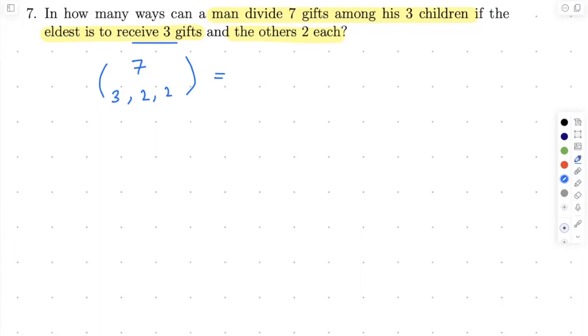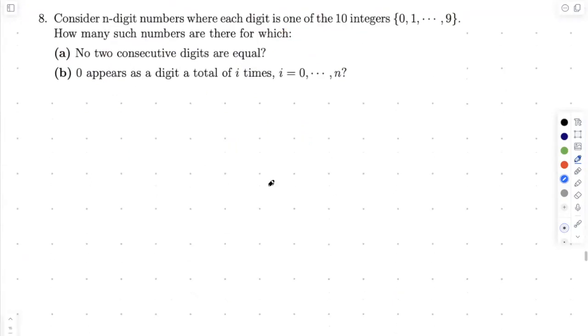Let me just check my solution first. Give me a second, please. The answer for this question is going to be 7 factorial divided by 3 factorial, 2 factorial, and 2 factorial. There is another way of doing the same question. Out of 7, you first distribute 3 to the eldest one, 7C3. Then out of the remaining 4, you distribute 4C2. Then out of the remaining 2, you distribute 2C2. When you calculate them, I hope you will get the same answer. Next question, 8.